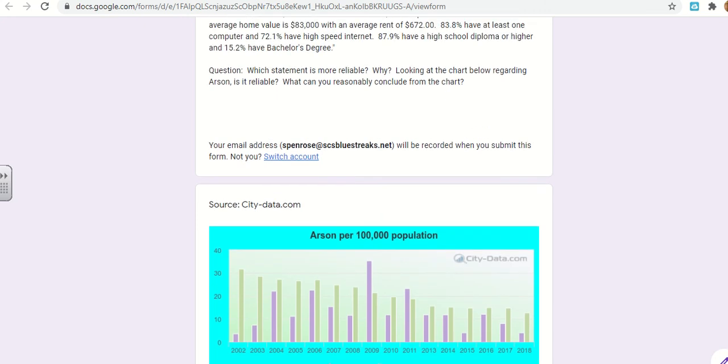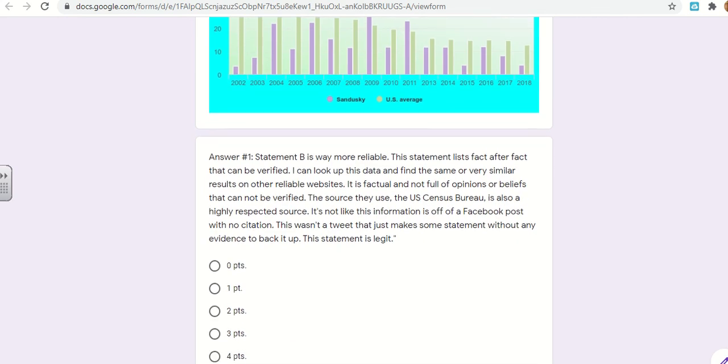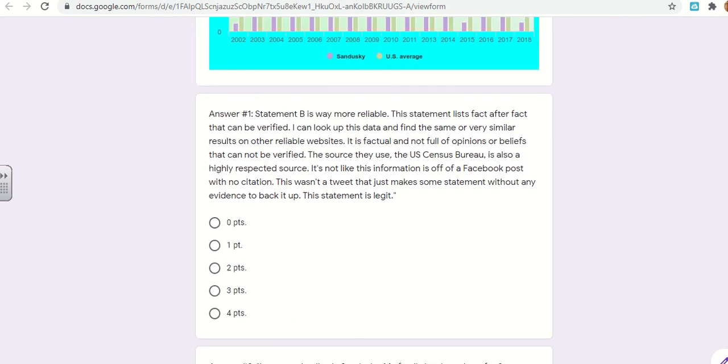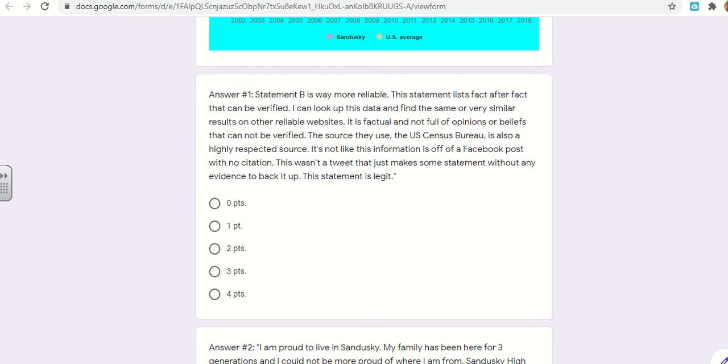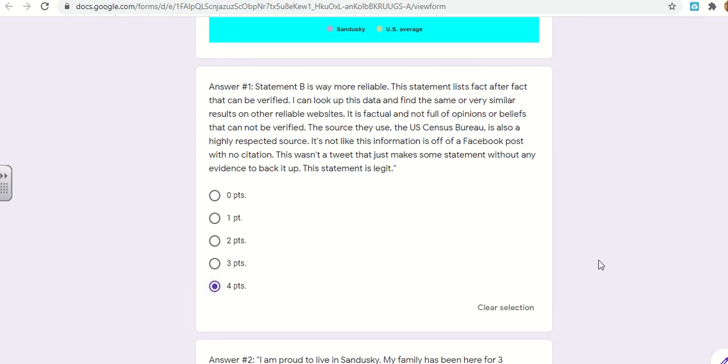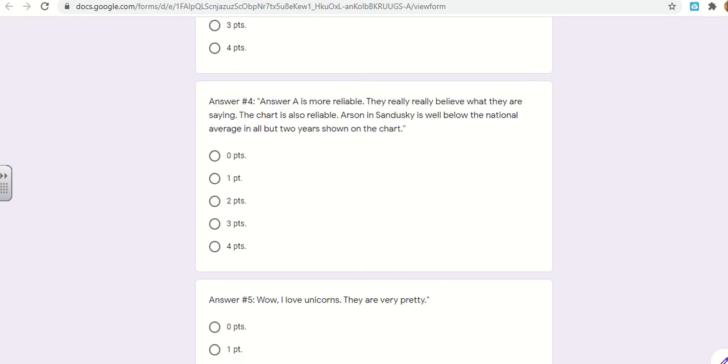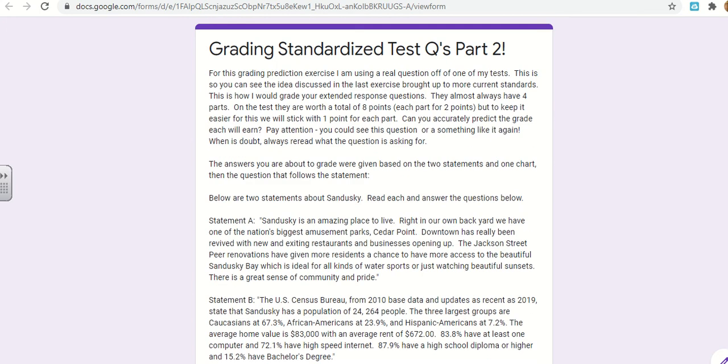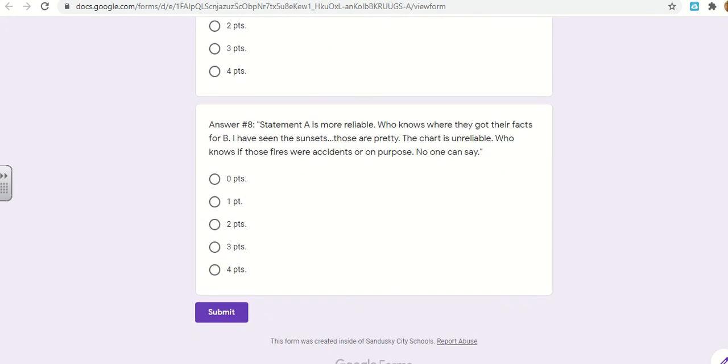So it says, looking at the chart below, is it reliable? Okay, it's got a source here, city-data.com, and what can you reasonably conclude? Again, I'm not even asking you this time, I might on the next test, to answer this. What I'm asking you to do is to grade the responses that I gave you. So if you think this first one's a 4, and you go through and there's 8 of them all together, and you write down, oh, this is the grade I would give, then when you're done, you hit submit.